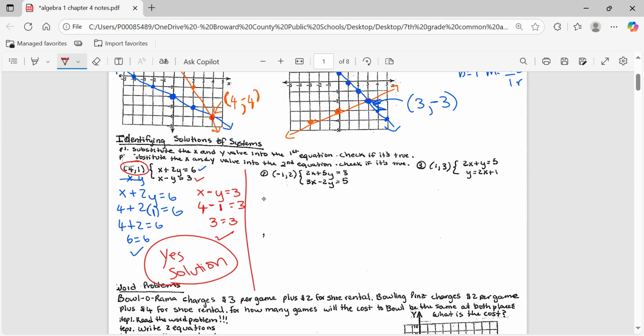So the first line I'm going to do is 2x plus 5y equals 8. Again, I'm going to get my x and my y from the actual coordinate. This is x and this is y. Every coordinate has an x and y. So this is 2 times negative 1 plus 5 times 2, and it's equal to 8. Negative 2 plus 10 should equal 8. Is that true? It is. So I know that it is a solution for the first line.